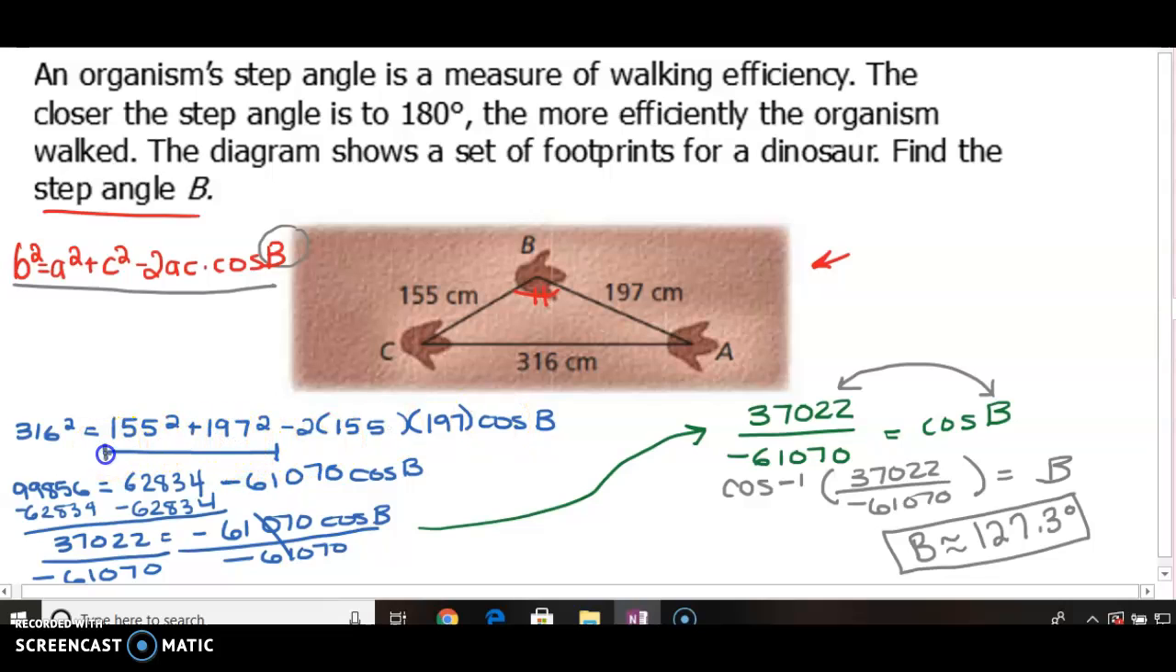Okay, when I add these together, I get 62834. So I'm going to subtract that from both sides. And then I'm going to divide by the negative 61070. Don't forget there is a negative. You can take the cosine inverse of a negative number. That's perfectly okay. Okay, so when we do, you should have gotten B is roughly 127.3 degrees.